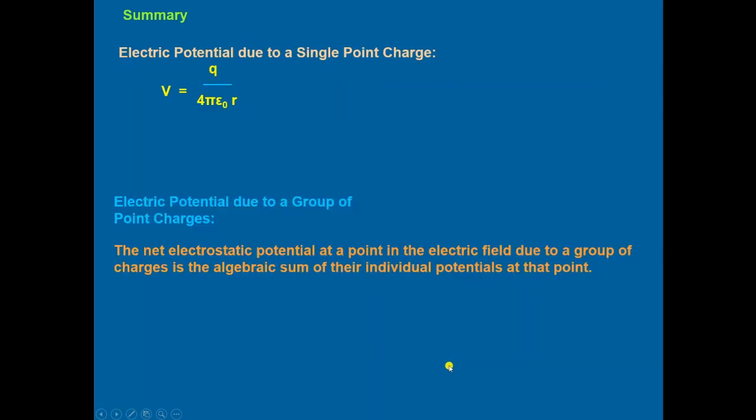Electric potential due to a single charge: we have calculated that the electric potential due to a single point charge is V equal to Q by 4 pi epsilon naught R. And electric potential due to a group of point charges has the definition: the net electrostatic potential at a point in an electric field due to a group of charges is the algebraic sum of the individual potentials at that point.